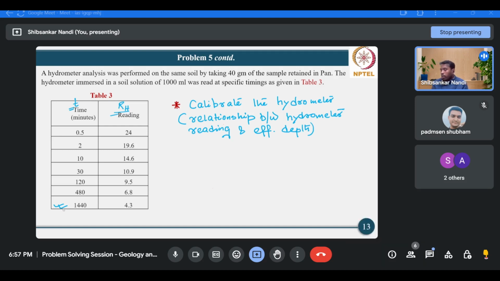Meniscus correction. Yeah, very good. So this is one type of correction. As a whole, there are three types of corrections which you need to implement. Before going into this calibration aspect, I am writing here about the different types of hydrometer corrections.